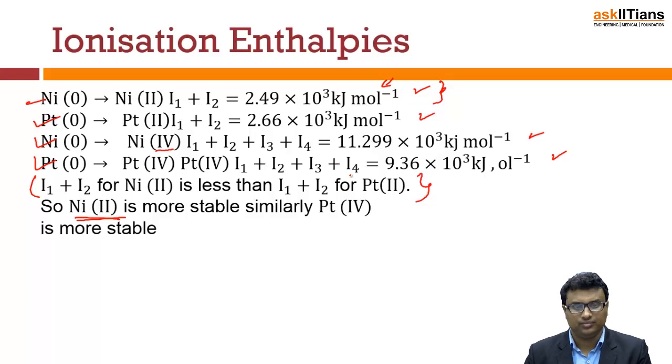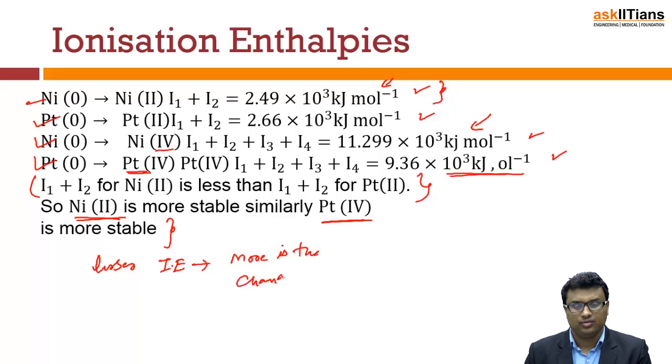Similarly, you can see here, to convert platinum to plus 4 oxidation state, this total ionization enthalpy is less than nickel. So platinum 4 is more stable. What ionization enthalpy gives me is an idea about the stability. The lesser the ionization enthalpy, the more the chance to form a given oxidation state.